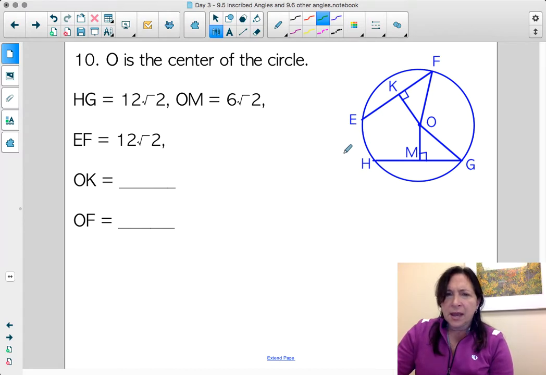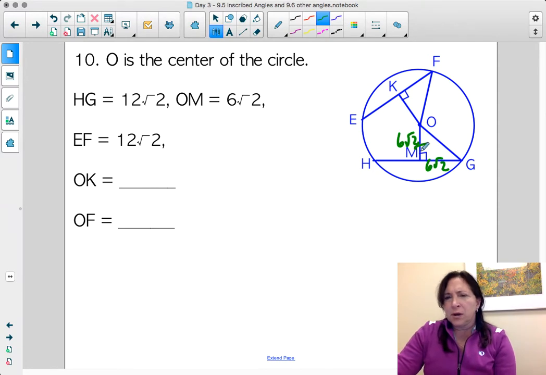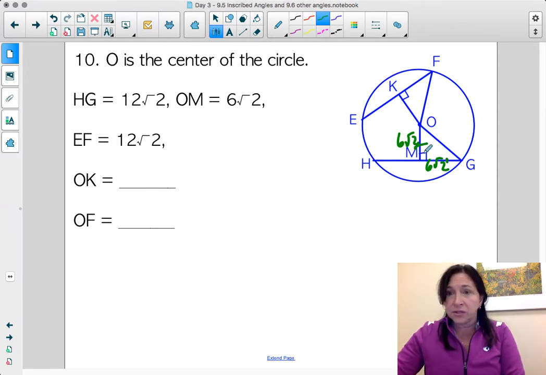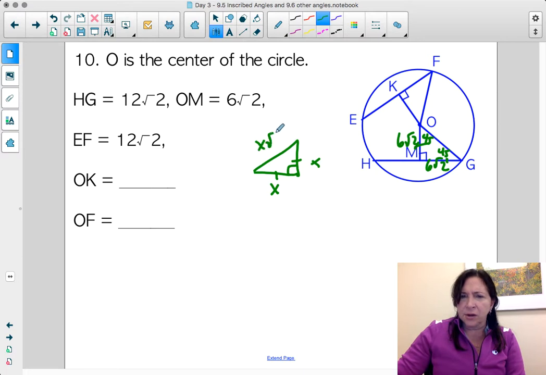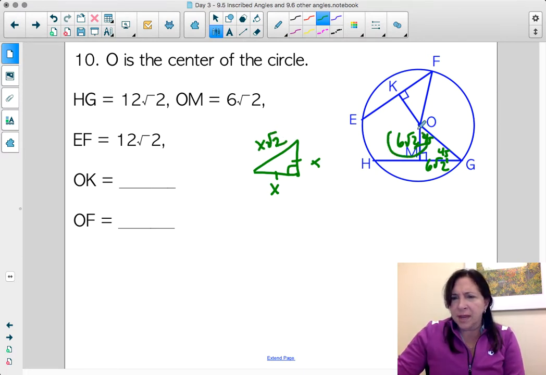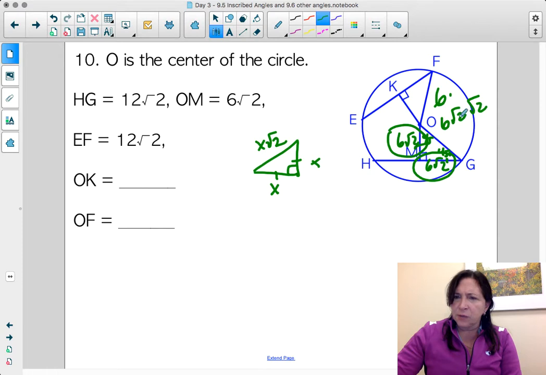O is the center, and HG is 12 root 2, which makes that 6 root 2, because that's half of 12 root 2. OM is 6 root 2. So both of my sides are the same, which, if it's a right triangle with two sides the same, makes it isosceles, of course, but it also means that these are 45, 45, 90. In a right triangle, if we have a 45, 45, 90, we know that you have x, x, and this length over here is going to be x root 2. So this is my x, x, x root 2. So 6 times root 2 times root 2 is 6 times 2, which is 12. So OG is 12.